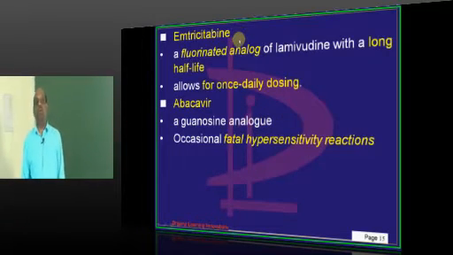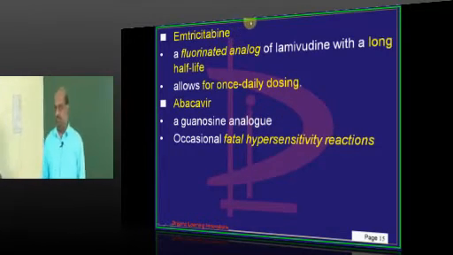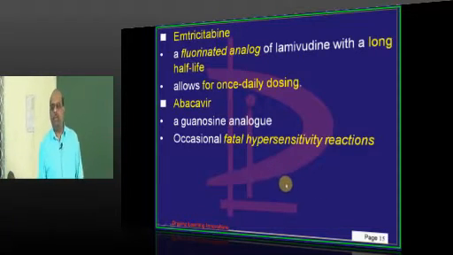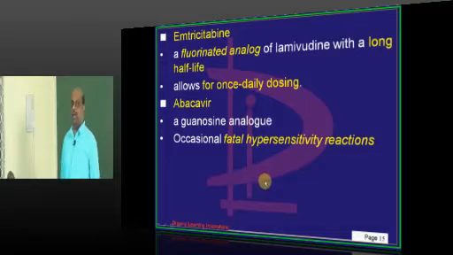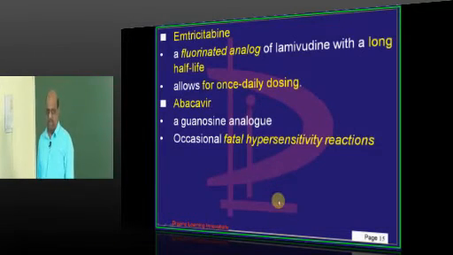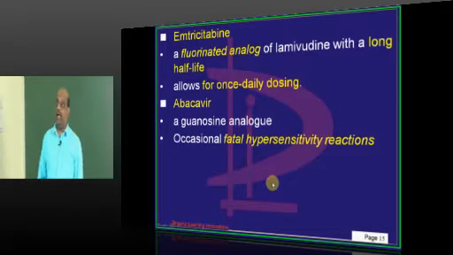It is an analog of guanosine, basically, abacavir. But about abacavir, one very commonly asked high yield fact is fatal hypersensitivity reaction. Hypersensitivity occurs and the person dies.